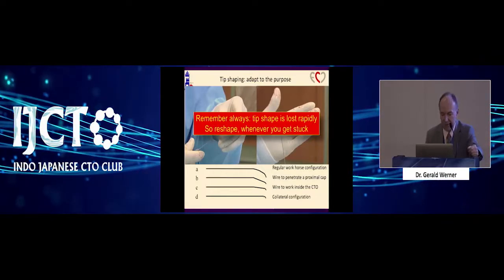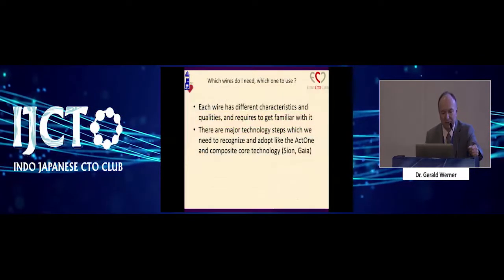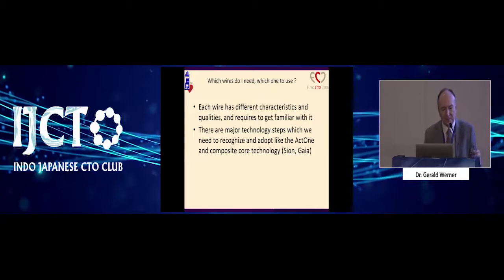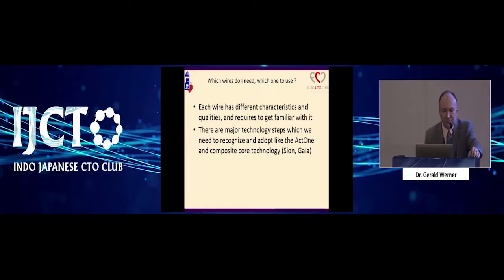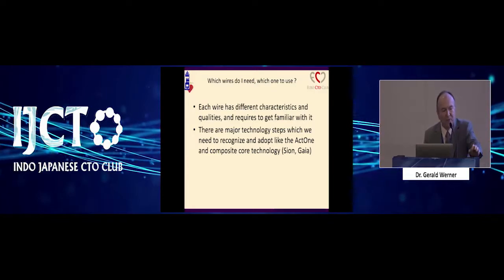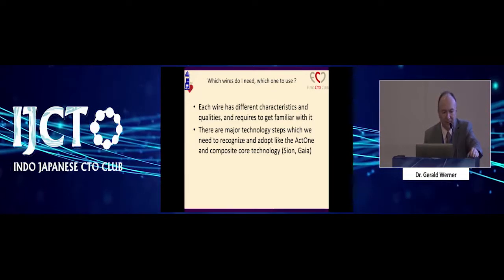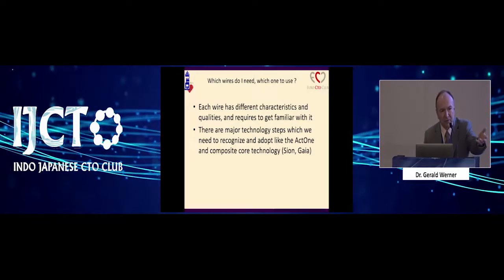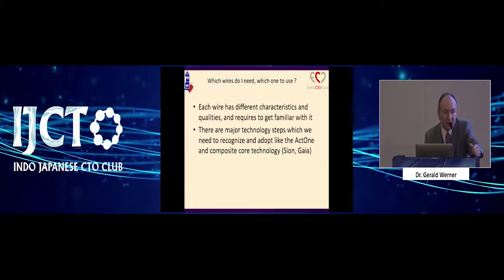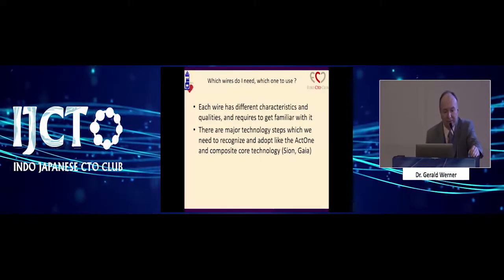Don't change the wire. Look how the shape has developed. So which wire do we need? Everyone has different characteristics, qualities. You need to get familiar with it. There are major technological steps over the past years, especially from Asahi. I think they are the undisputed leader in the technology.